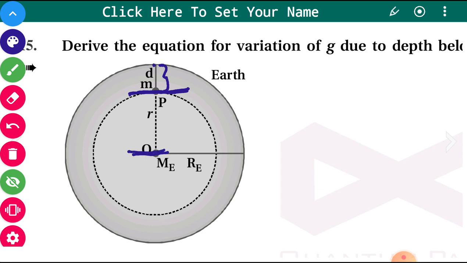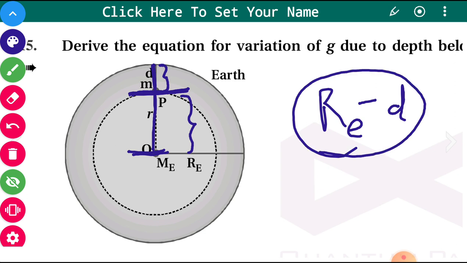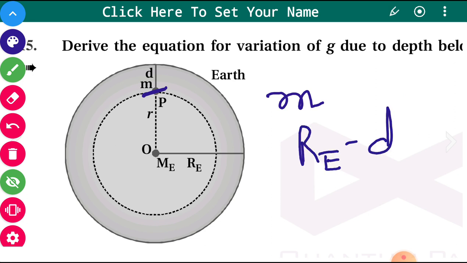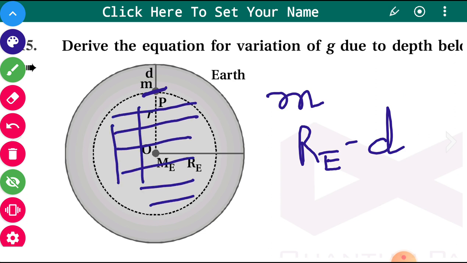Okay, so this distance, try to understand, this distance will be how much? As you know, the radius of the earth is RE and the depth is D. So that distance which I have shown will be RE minus D. Okay. So the object is here at point P, whose mass is m, which is at distance RE minus D. Now this much part will exert the force on the object of mass m.